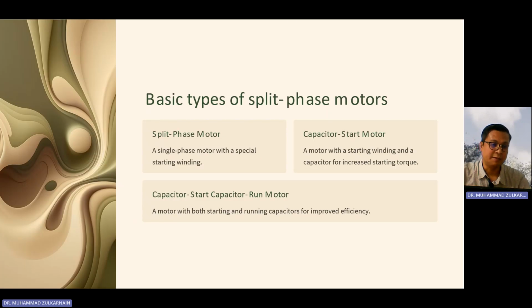Based on the type, they have three types here. The first one, split phase motor, a single phase motor with a special starting winding. The second one is the capacitor start motor, a motor with a starting winding and a capacitor for increased starting torque. And the last is the capacitor start capacitor run motor, a motor with both starting and running capacitors for improved efficiency. So actually we have three types here in the split phase motor, separated based on the application.